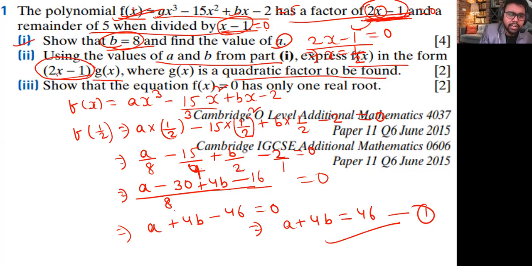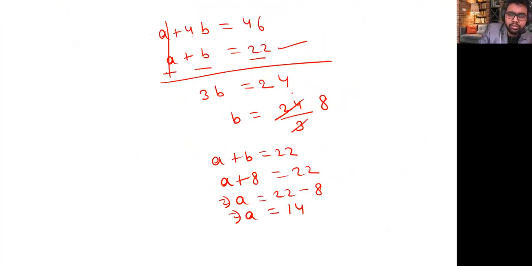And we already know that 2x minus 1 is a factor because the information is given. So I'm going to divide this function with 2x minus 1, and my quotient would be the answer. My quotient would be g(x). That would be a quadratic factor. So let us find that.